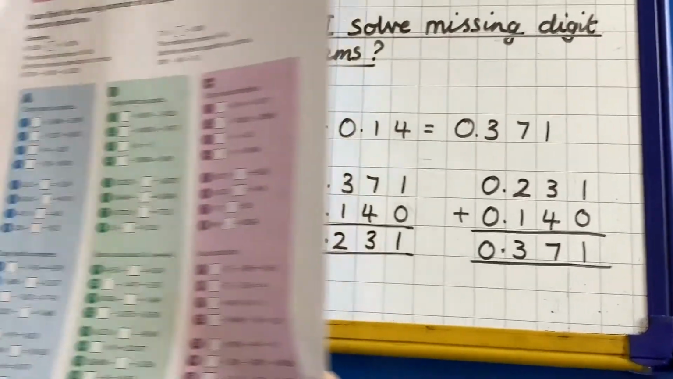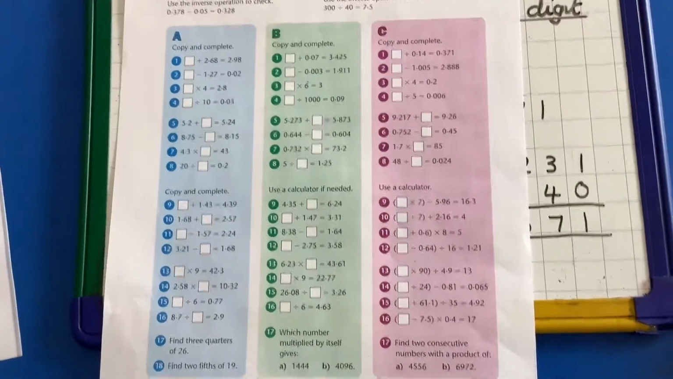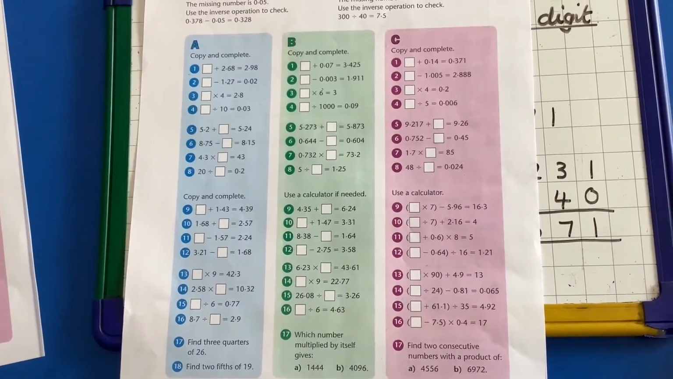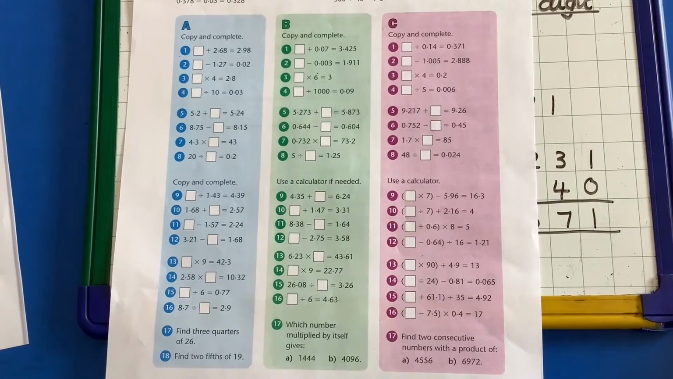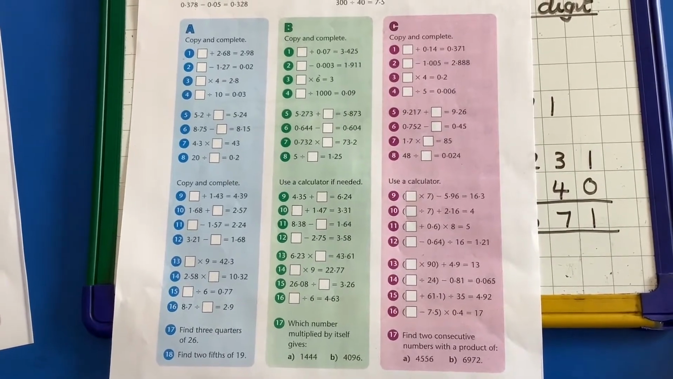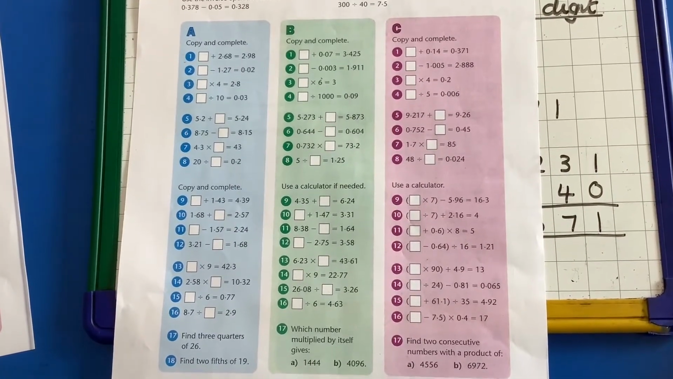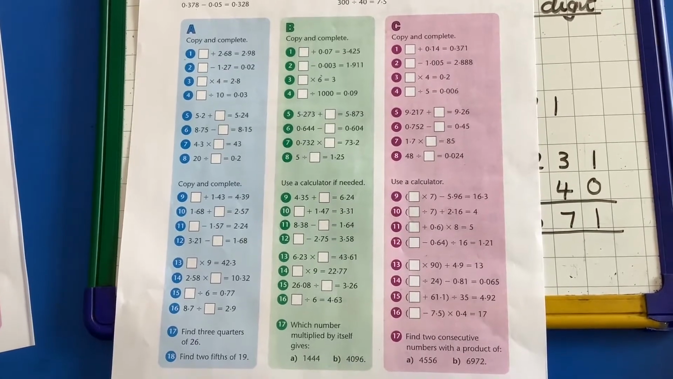So, have a look carefully on this sheet, choose A, B or C. There's a lot of work there, and it does say if you've got a calculator you can use one. I don't know whether you need one for some of these really, possibly for some of C, but have a look and see what you think.